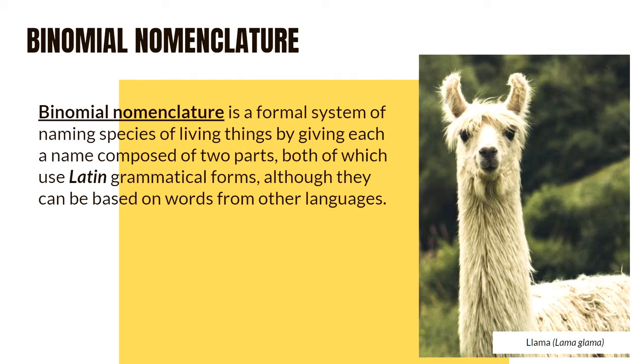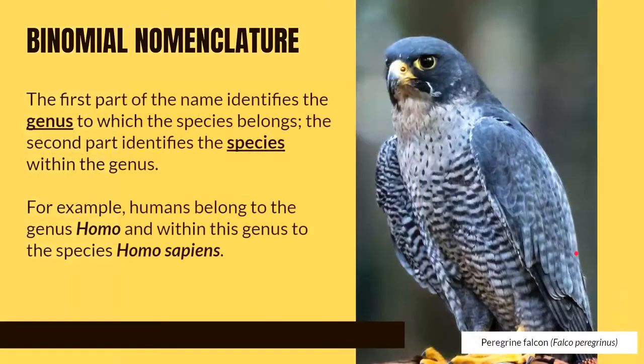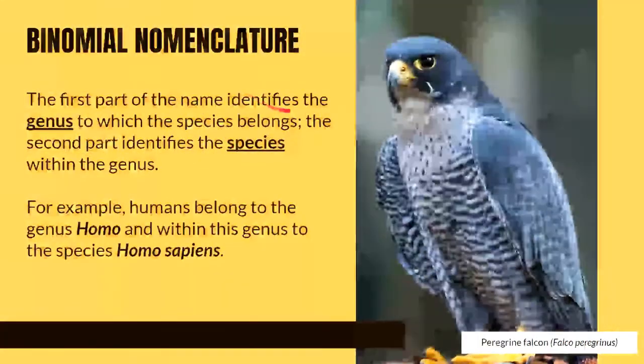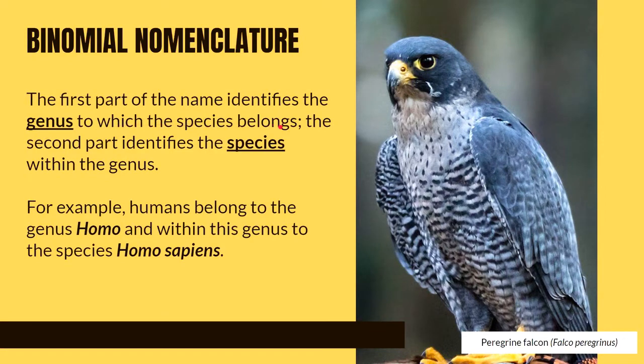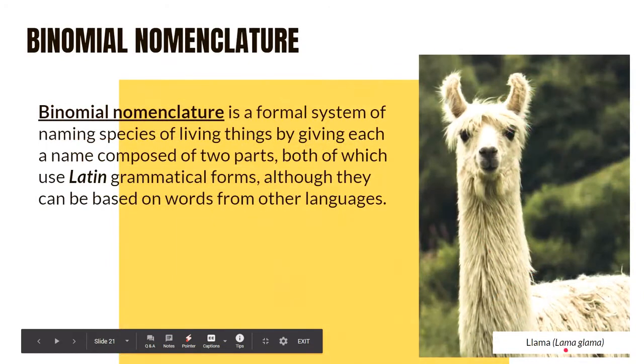Some use Greek, but mostly it's Latin. And we have here Lama, with the scientific name Lama glama. So the first part of the name, again, it has two parts. The first part of the name identifies the genus to which the species belongs, while the second part identifies the species. So if you remember this diagram, no, the scientific name is derived from these two taxonomic ranks, the genus and the species. That's why you have Vulpes, that's the genus, then vulpes, that's the species name. Same here with Lama, this is the genus name, Lama, and then the species name, glama.